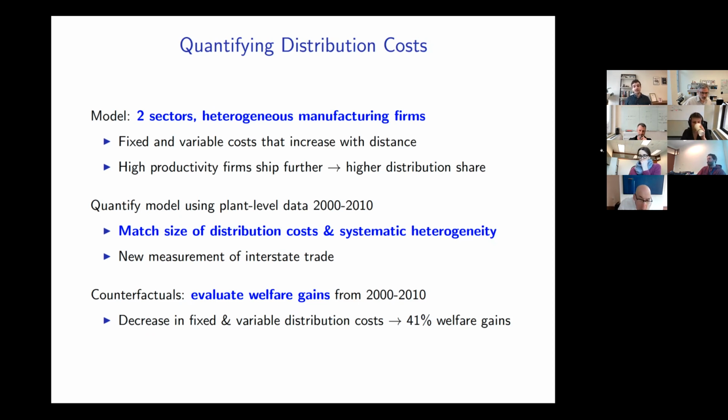What we're able to do with the model then is do counterfactuals. One of the main exercises we're going to do is indirectly infer the change in the productivity of the distribution sector and of fixed and variable costs of trade from the model, and evaluate how much reduction in these costs from 2000 to 2010 increased welfare. What we find is that these implied really large gains, so 41% welfare gains over this 10-year period.